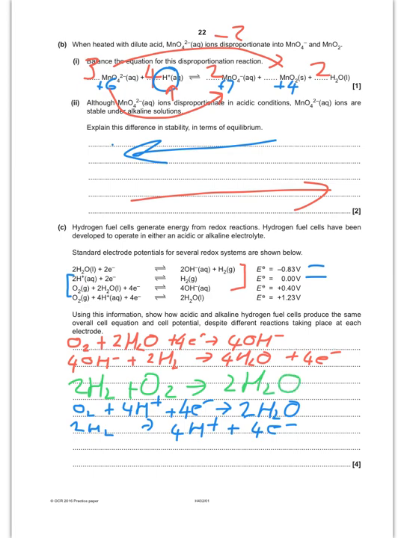2H2O, like so. And when you work out the difference between the cell potentials, the cell potential is going to be 1.23 volts. And obviously that's the difference between these two and the difference between those two there.